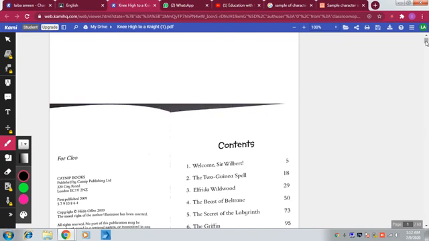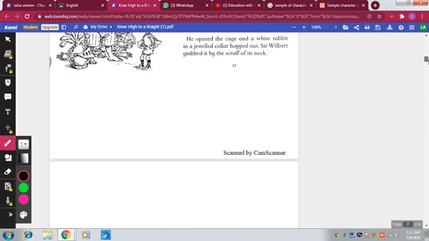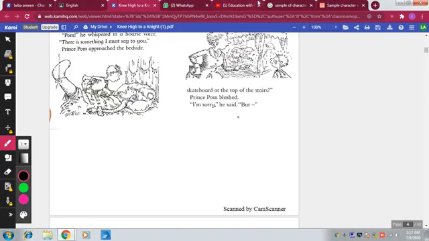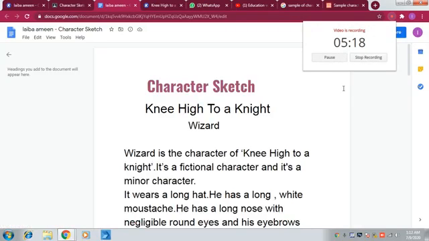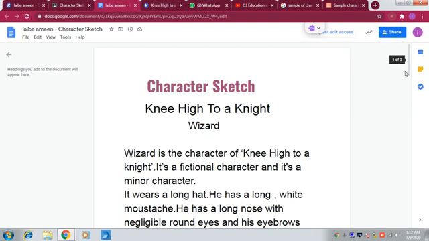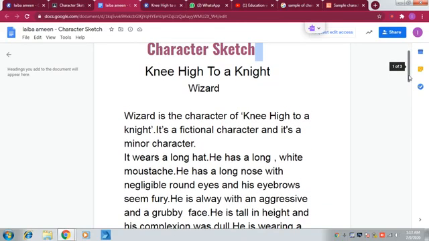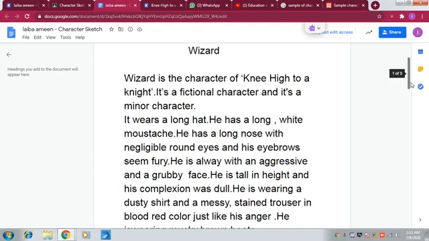Let's have a sample of the correct sketch. See, this is the story Knee High to a Night, and I have written a character sketch of Knee High to a Night. I will send you a copy of Knee High to a Night in the description box. Character sketch: Wizard is the character of Knee High to a Night. It's a fictional character and it's a minor character. One more point I had to tell you was that if you're writing in past tense, you have to write everything in past tense. If you're writing in present tense, you have to write the whole thing in present tense.